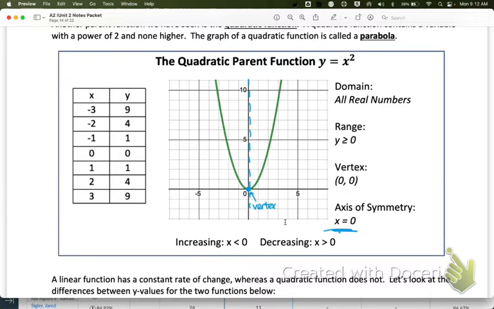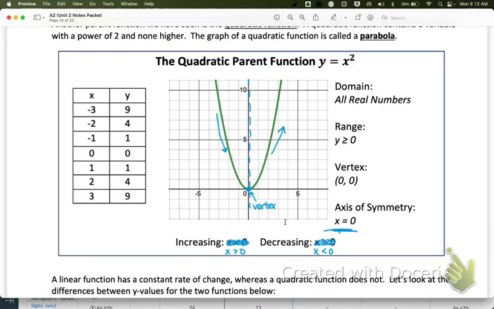Now, I made the same mistake. I think I copied and pasted. These inequalities are backwards for increasing and decreasing. We are decreasing to the left of 0 and increasing to the right of 0. If you imagine riding a roller coaster, we're falling and then we get to x equals 0 and we go back up on the other side. So we are increasing when x is greater than 0, and we're decreasing when x is less than 0.